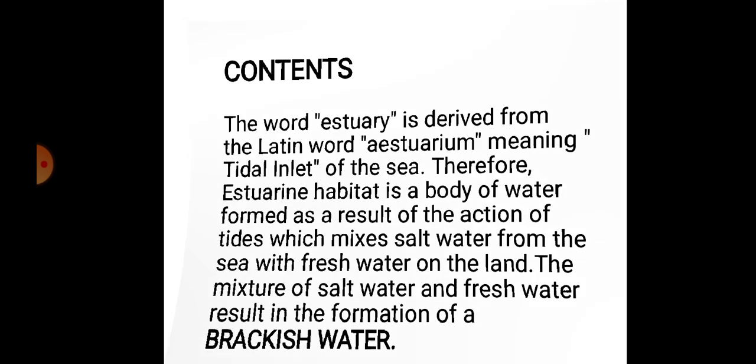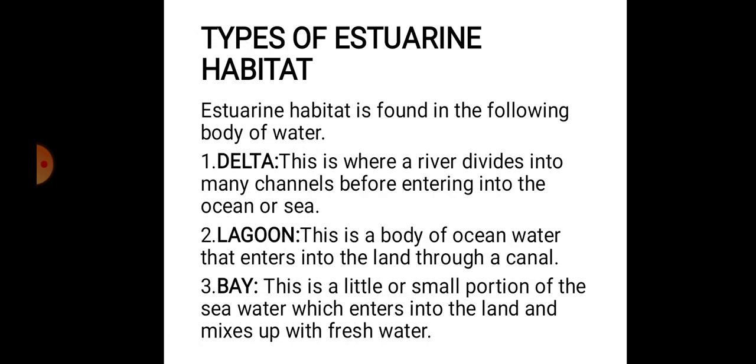Let us move on. Let us look at the types of estuarine habitat. Estuarine habitat is found in the following bodies of water. One, we have delta. Delta is where a river divides into many channels before entering into the ocean or sea. When you see a river that divides itself into many channels, at a particular location it is going to meet up with sea water or an ocean.